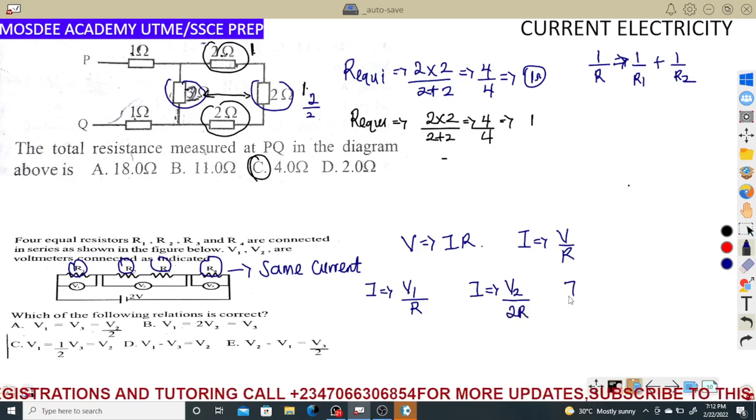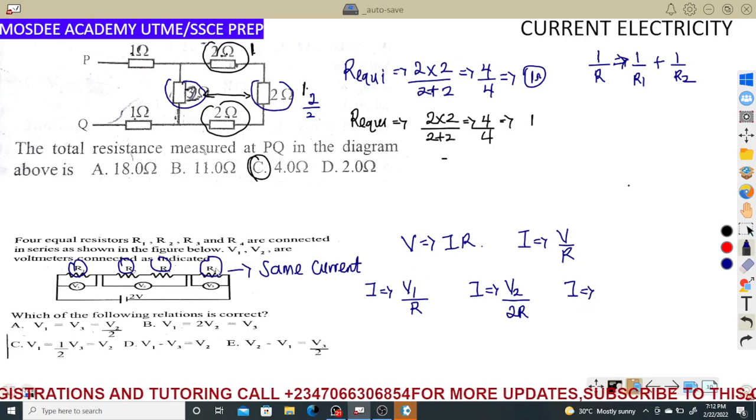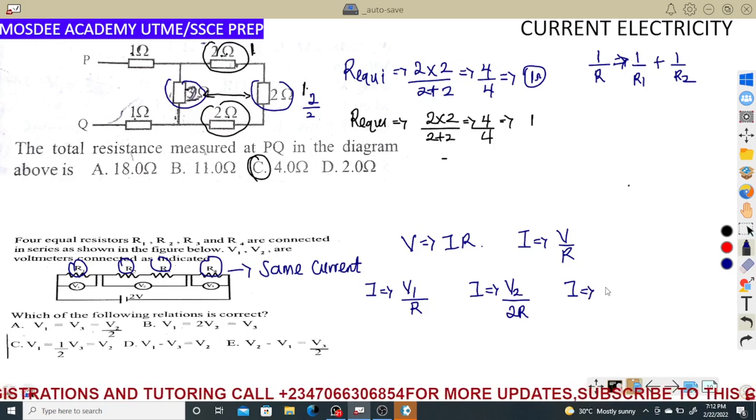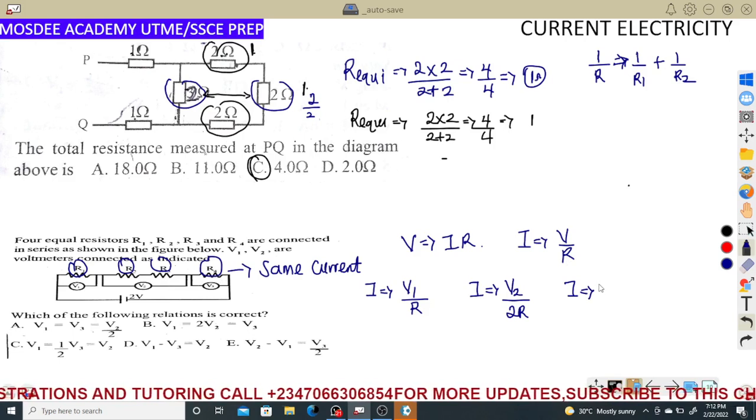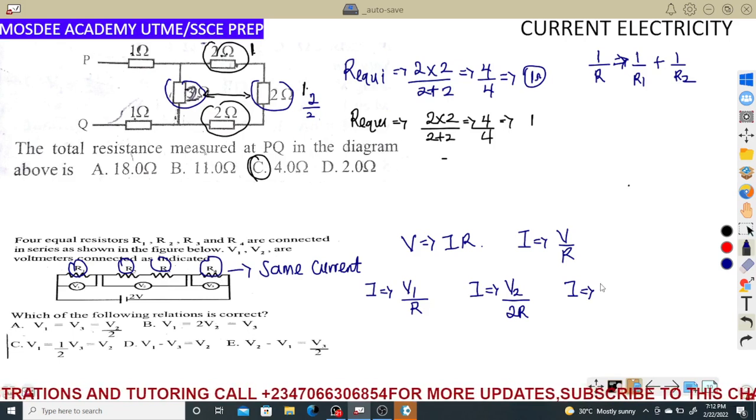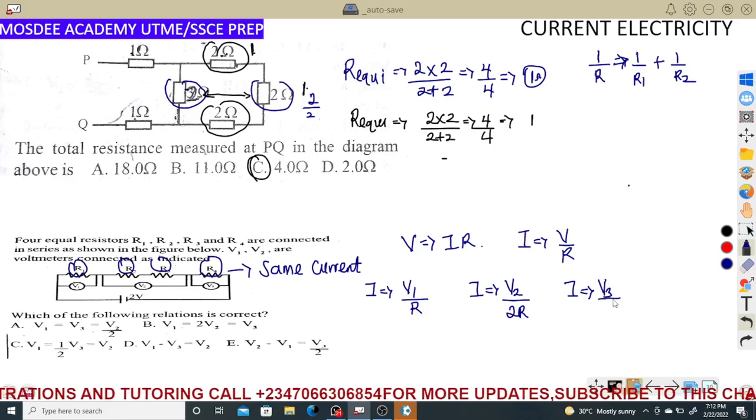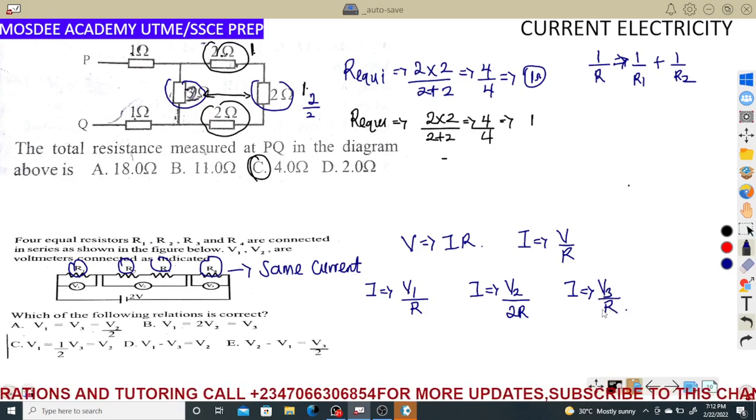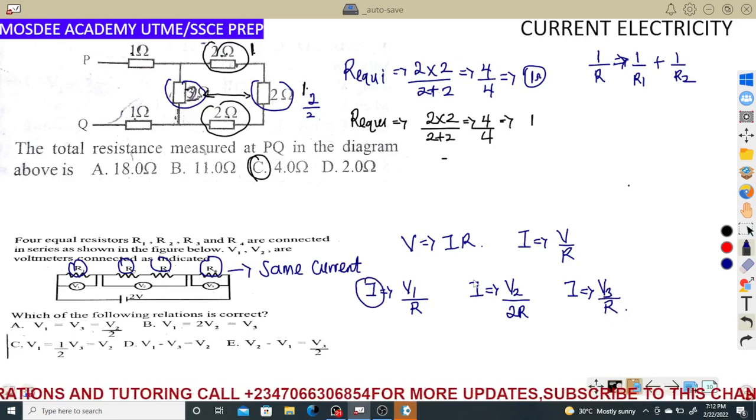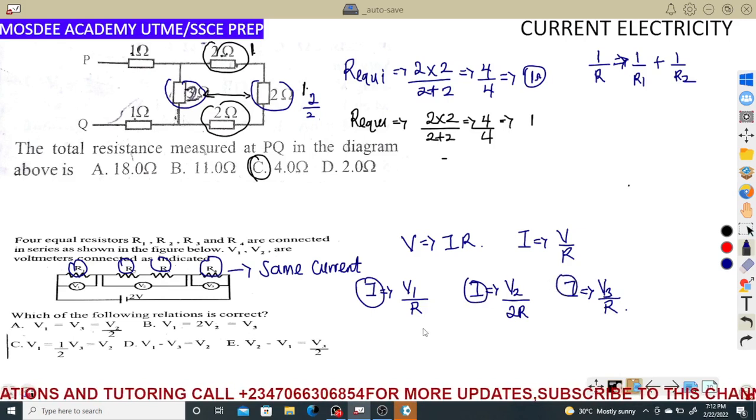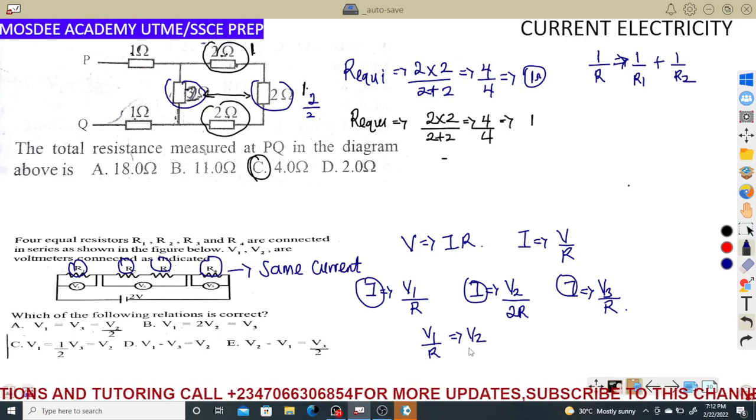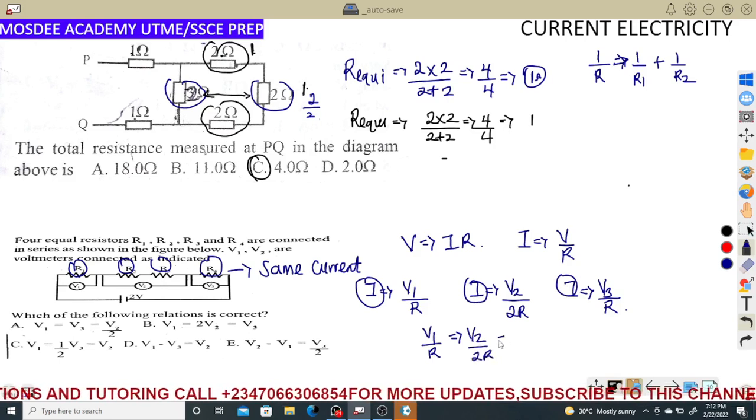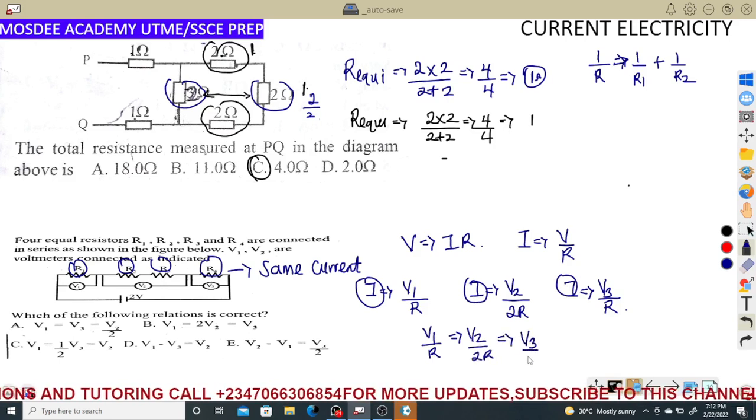Then the third one is I, the same current we pass. That is R4. That is V3. As you can see, V3 over R is constant. So the same current is going to pass through them. So we can set everything equal: V1 over R is equal to V2 over 2R is equal to V3 over R.